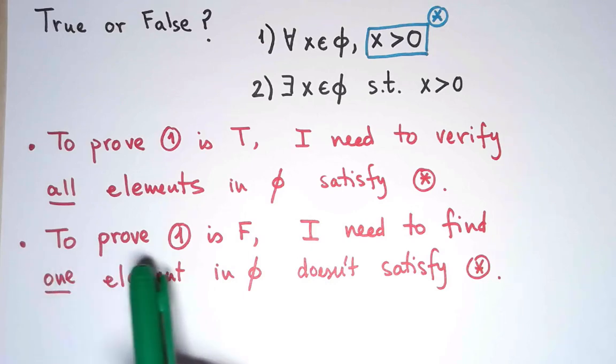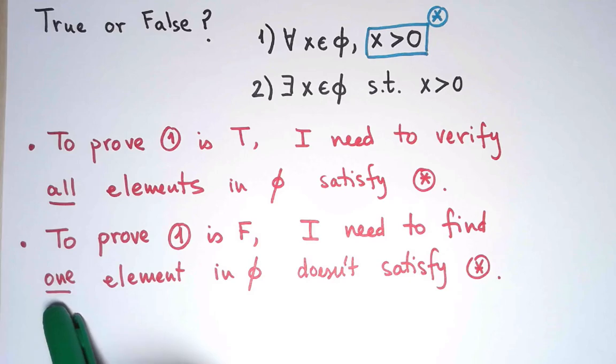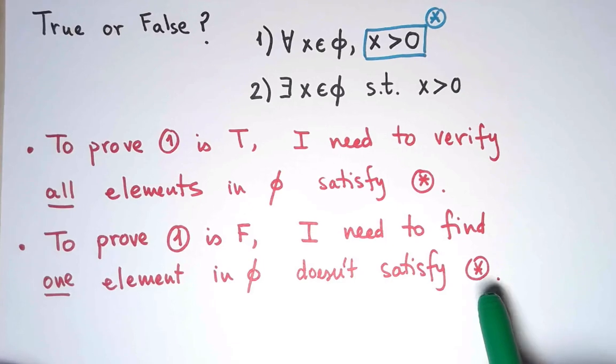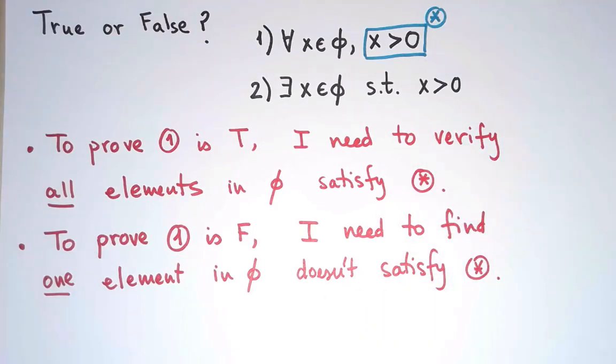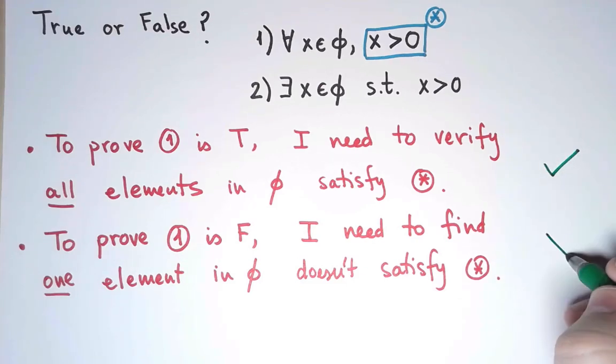On the other hand, if I want to prove that it is false for every x in a set something, I need to find one element. No matter how many elements are in the set, I need to find one element that doesn't satisfy the condition. So think of it from this perspective. Which one of these two things can I do? And I hope it's now clear that I can prove it's true, but I cannot prove it's false.